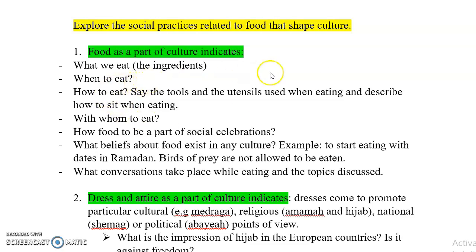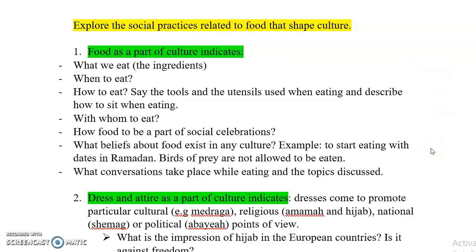Then when to eat. It is a part of our culture. How to eat, by hand or by spoon and fork or by sticks. We have to think in this way. So we have to think about the tools that we use. With whom to eat? Is it fine to eat alone, or is it a must to eat with our families, big families, or what? How does food become a part of social celebrations? Is food a part of social celebrations in weddings or in death situations, or is it not? We have to apply this to Jordanian society.